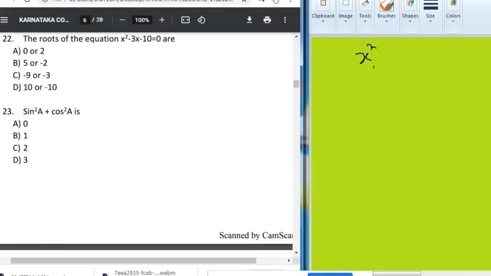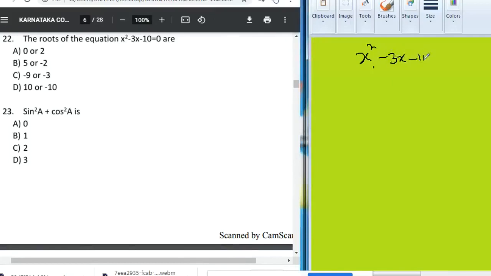Moving on to the 22nd question. The roots of the equation x square minus 3x minus 10 equal to 0 are. So there are 4 options. We are going to find out the correct option among the 4. To find the roots of a quadratic equation, there are 3 ways: completing square method, formula method and factorization method. We are going to use factorization, which is the simplest method out of the 3.